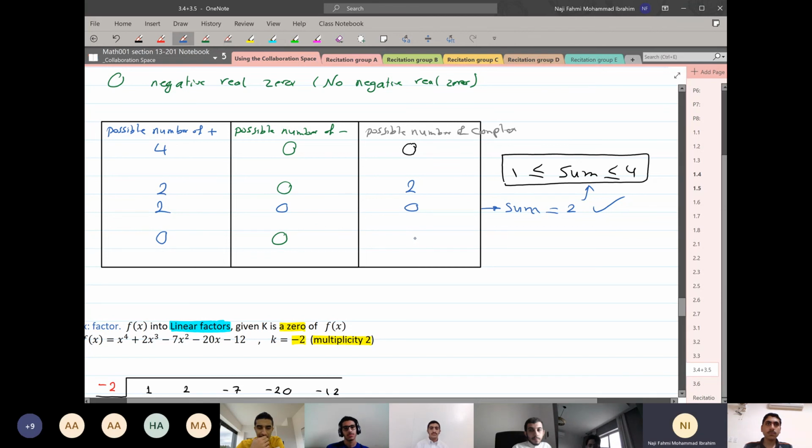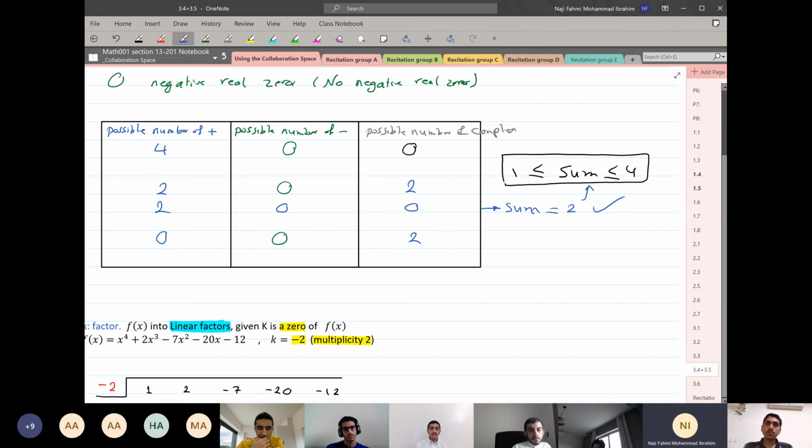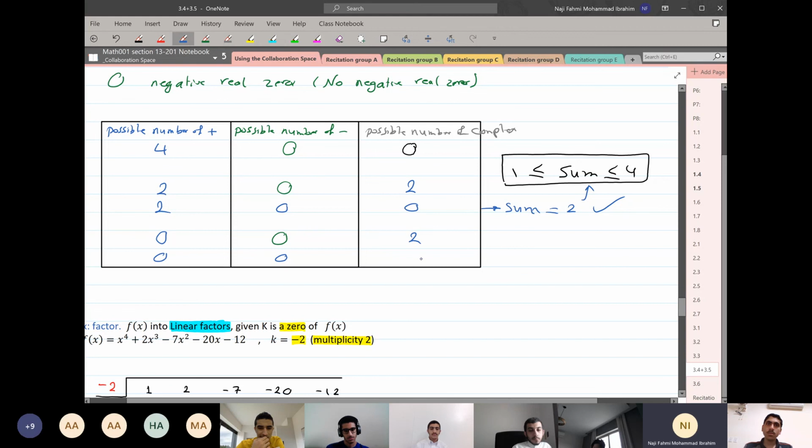Okay? So can I have this possibility now, 0, 0, 2? Yes. 0 positive, 0 negative, and 2 complex. Can I have 0, 0, 4? Yes. Can I have 0, 0, 0? No. Why? Because we said the sum should be between 1 and 4. This is 0, so this is impossible. So again, I repeat, the sum of all the zeros should be between 1 and 4.